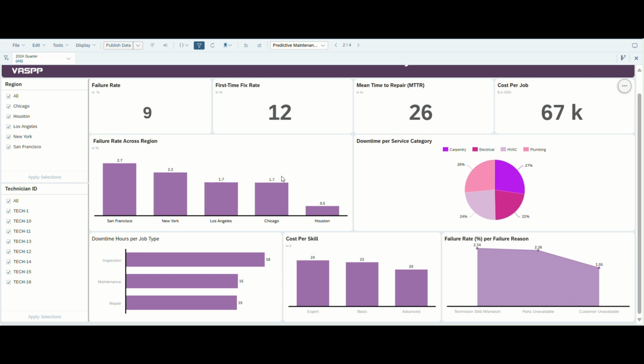To the right, we explore downtime per service category in a pie chart format. Carpentry accounts for 27% of total downtime, followed by electrical 22%, HVAC 24%, and plumbing 26%. These insights reveal which types of jobs are causing the most disruption, guiding staffing, tools, and process improvements by category.